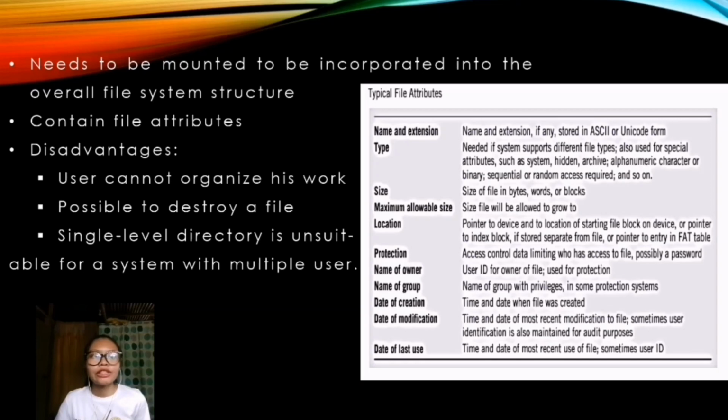It contains file attributes. Shown on the right side of the screen, there are the typical file attributes, which are the name and extension, the type, size, maximum allowable size, location, protection, name of owner, name of group, date of creation, date of modification, and the date of last use. Next are the disadvantages. The user cannot organize his work. It is possible also to destroy a file, and a single-level directory is unsuitable for a system with multiple users. So, the directory is only compatible with a system that has only one user.